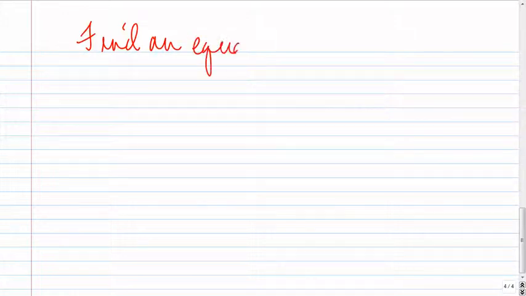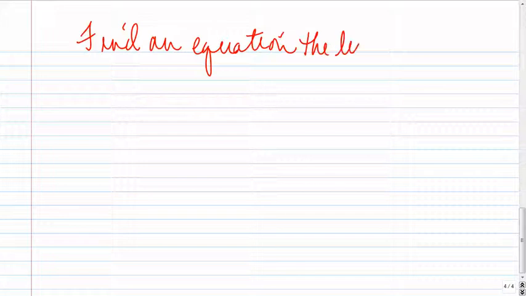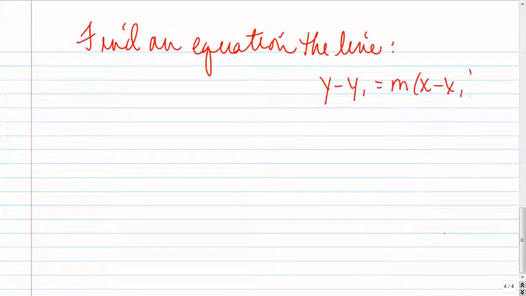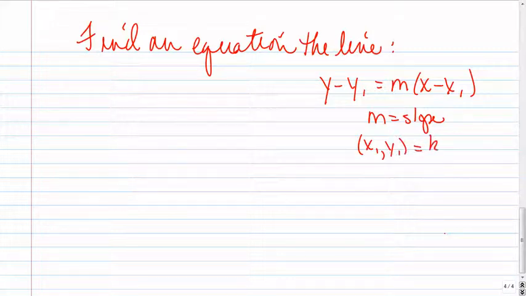Now, we're going to find an equation of the line, just like we did in section 2.3. And so remember, when you're finding an equation of the line, you're going to use the point slope form: y minus y sub 1 equals m times x minus x sub 1. And remember, m is equal to the slope, and the point that has coordinates x sub 1, y sub 1 is the known point on the line.